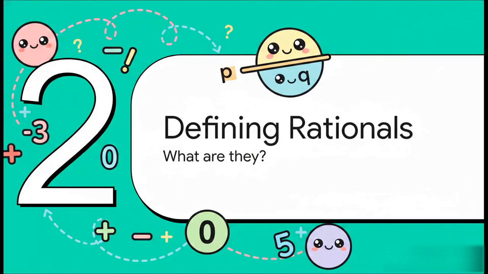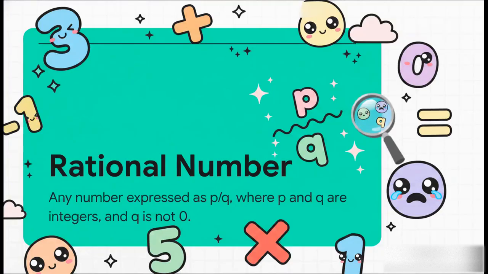Which brings us to Section 2, defining the rational number. So what actually is a rational number? Well, it's any number that can be expressed as p over q, where both p and q are integers. In plain English, it's basically a fraction. But there is one absolute golden rule here. The denominator, that bottom number, q, can never, ever be 0. Because, as you might know, division by 0 is mathematically undefined. So as long as q is anything but 0, you've got yourself a rational number.